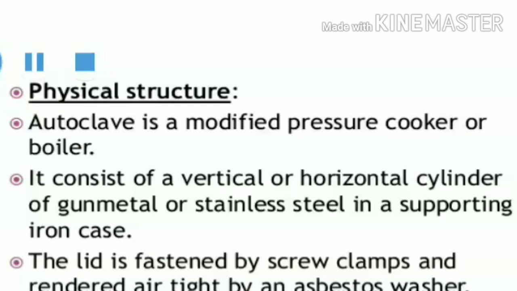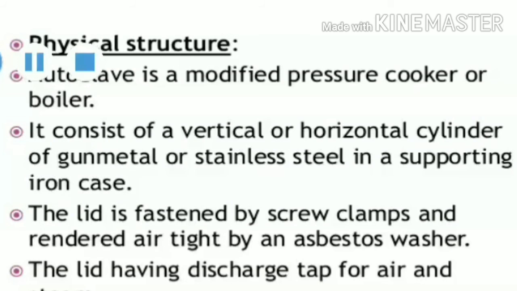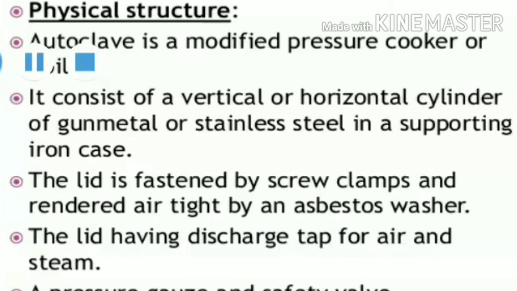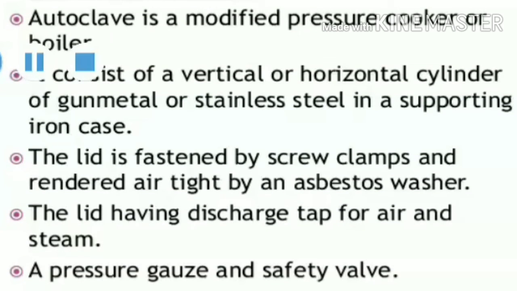Let's see the physical structure of autoclave. Autoclave is a modified pressure cooker or boiler. It consists of a vertical or horizontal cylinder of gunmetal or stainless steel in a supporting iron case. And this cylinder is covered by a lid. The lid is fastened by screw clamps and rendered airtight by an asbestos washer. The lid has a discharge tap for air and steam, a pressure gauge, and safety valves.